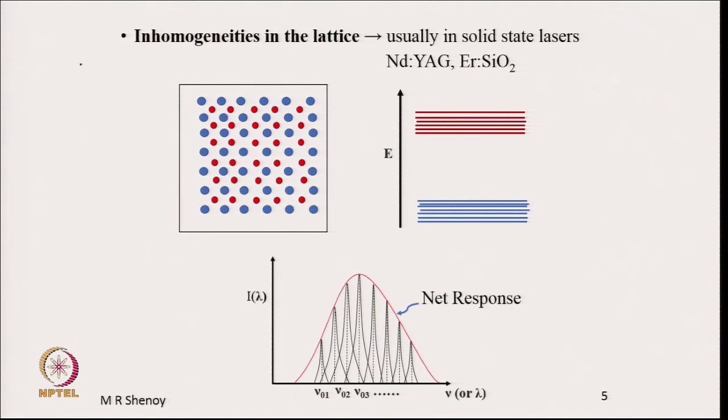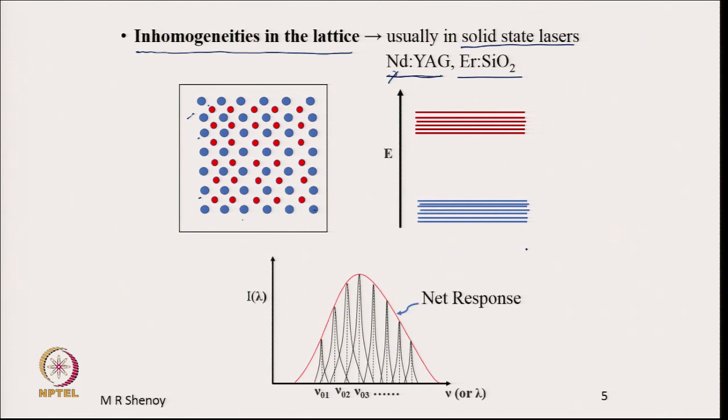Another very common example is when we have inhomogeneities in the lattice. Inhomogeneities means the density of atoms could be different at different places in the atomic system. For example, there could be more clustering in some place. This particularly happens when you have doped crystals. For example, in solid state lasers such as Nd:YAG laser, in Nd:YAG neodymium atoms are doped in YAG, yttrium aluminum garnet, or erbium silica, that is erbium ions are doped in silica matrix.